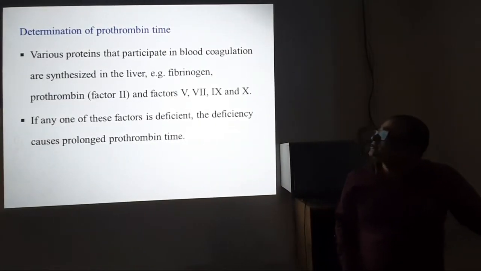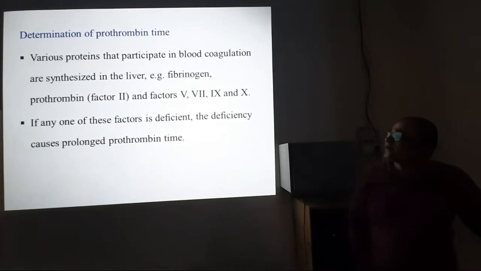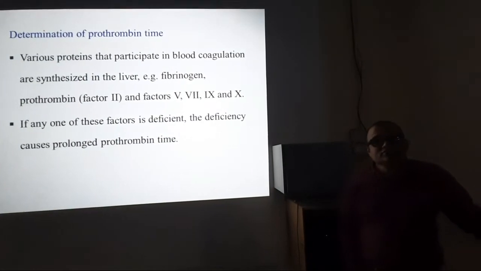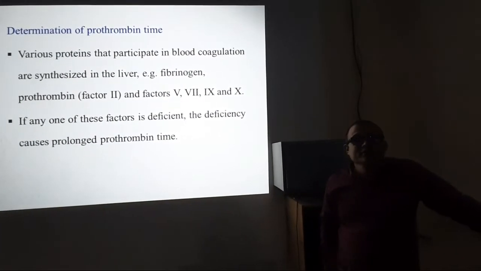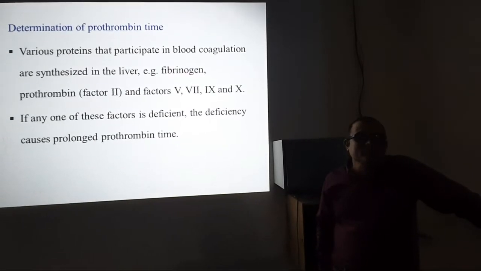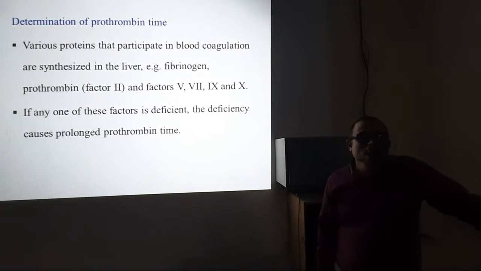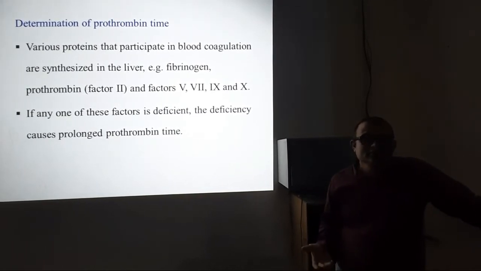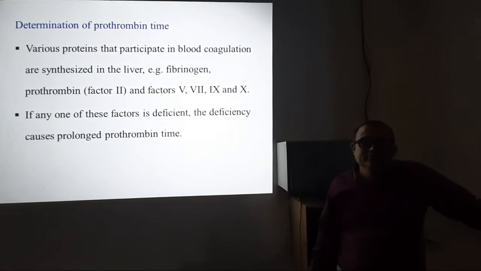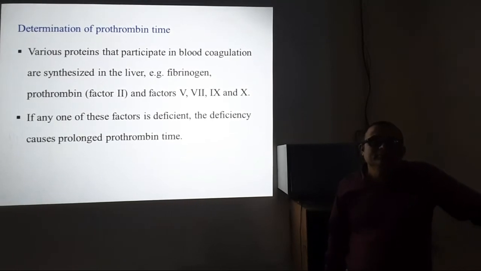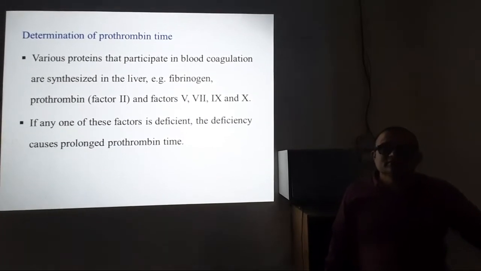Now, determination of the prothrombin time. As I have already told you, various clotting factors are synthesized in the liver. So if there is a liver disease, what will happen? The concentration of clotting factors will decrease, so clotting time will rise. That is measured with the prothrombin time. So prothrombin time will be prolonged in cases of advanced liver disorder.